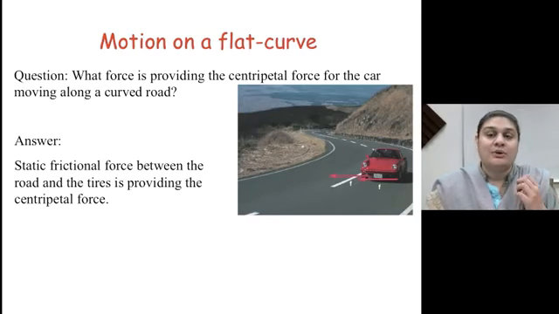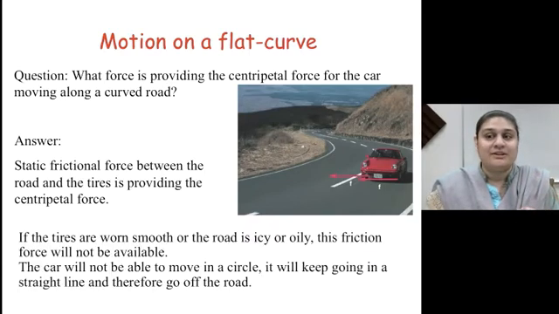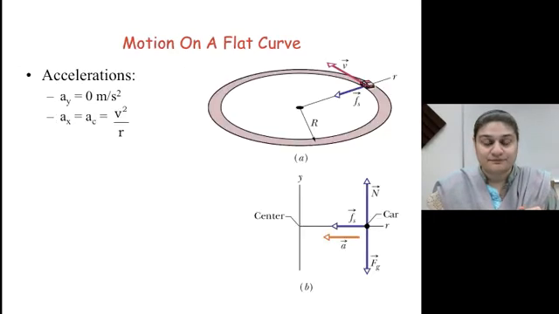And the answer is, it is the frictional force between the road and the tires that is providing that centripetal force. So in this case, if the tires are worn out in the car or if the road is icy, this frictional force will not be available. So the car will not be able to move in a circle and it will keep going in a straight line and therefore go off the road.